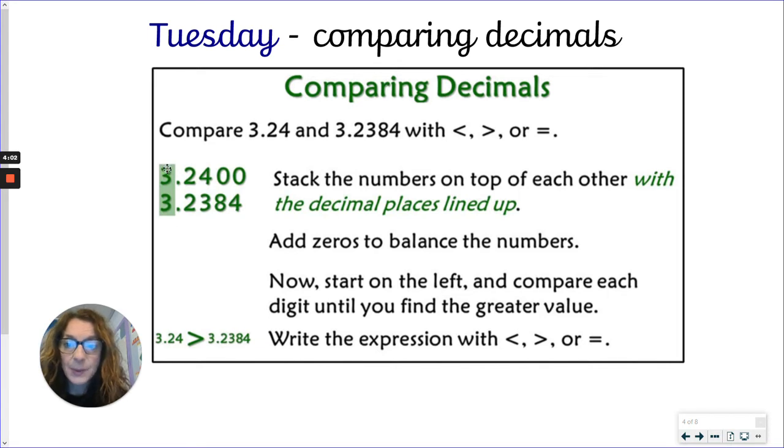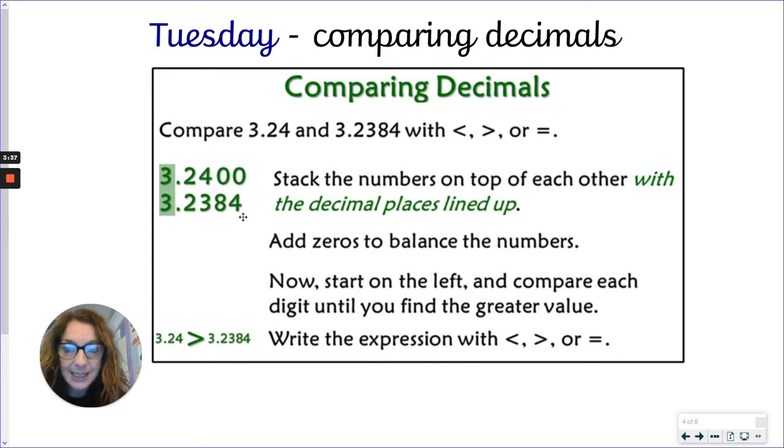So in this case, we would look at our ones. We would see that they've both got 3 ones, so that doesn't help us. So we look at the next place, which is the tenths. They've both got 2 tenths, so again, that doesn't help. When we look at the hundredths, we can see that the number on top has 4 hundredths and this number has 3 hundredths. And therefore, we know that the top number is the greater number.